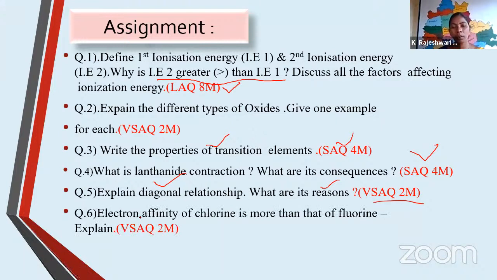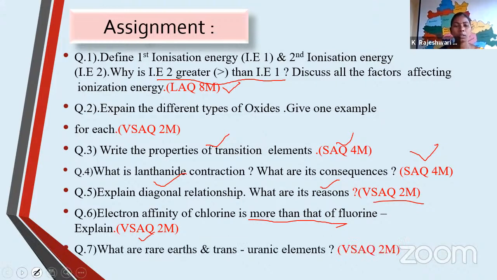Electron affinity of chlorine is more than that of fluorine. This also they may ask you as a 2 marks VSAQ question. And what are rare earths and transuranic elements? In Friday's class, we discussed this. This is also an important VSAQ question. So practice all these answers for your second chapter.